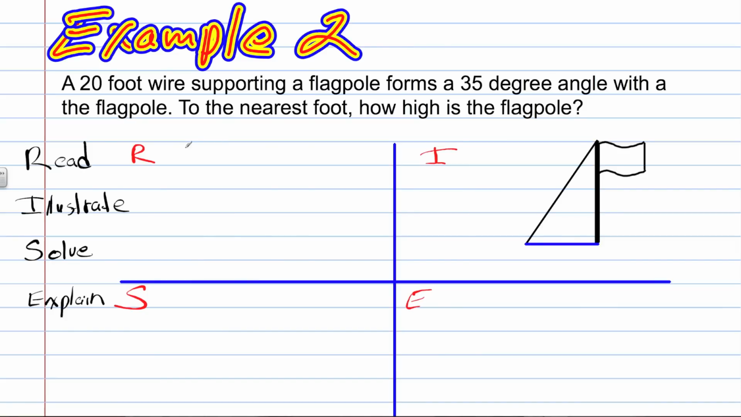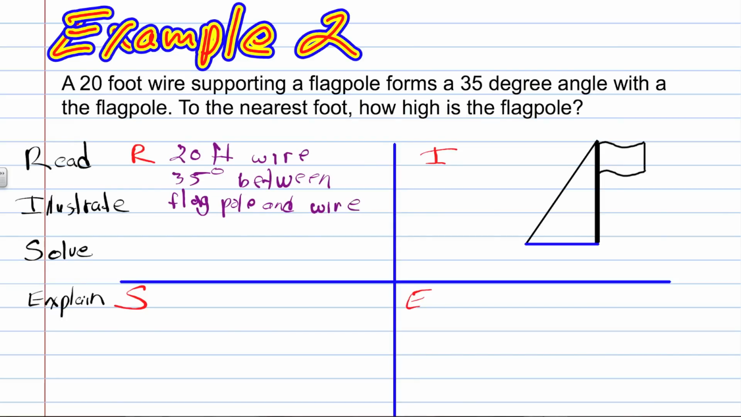So, what do we know? We know we have a 20-foot wire, and that wire forms a 35-degree angle with the flagpole. So, a 35-degree angle between flagpole and wire. And the question is, how high is the flagpole?